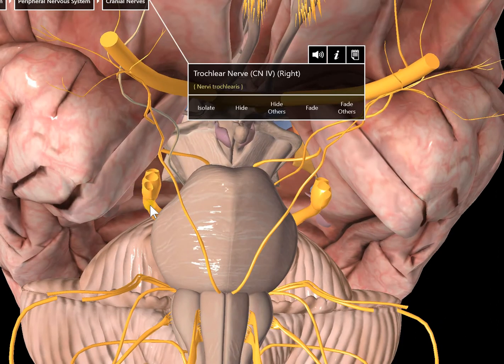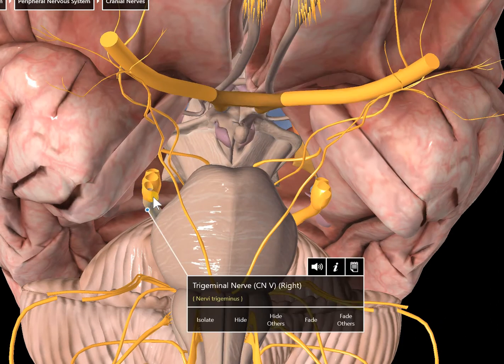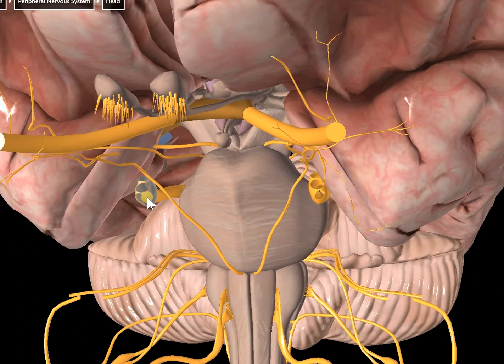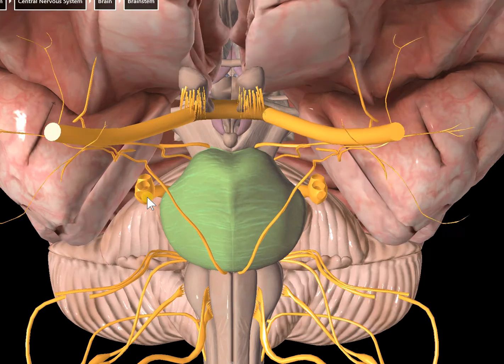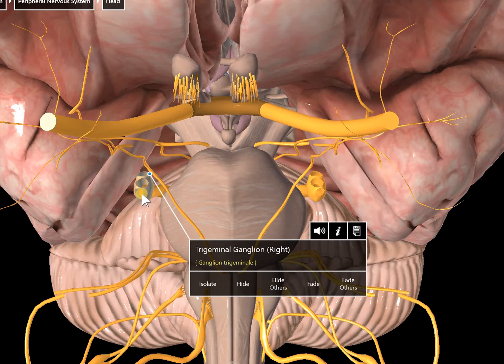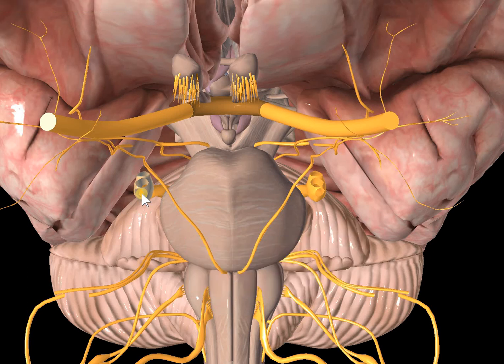Then we have cranial nerve 5, the trigeminal nerve. Tri is 3. You'll notice the 3 different holes, we'll just call them. Right there is the trigeminal ganglion. What it's trying to represent is the 3 branches that would come out. Up here would be the V1, V2, and V3.